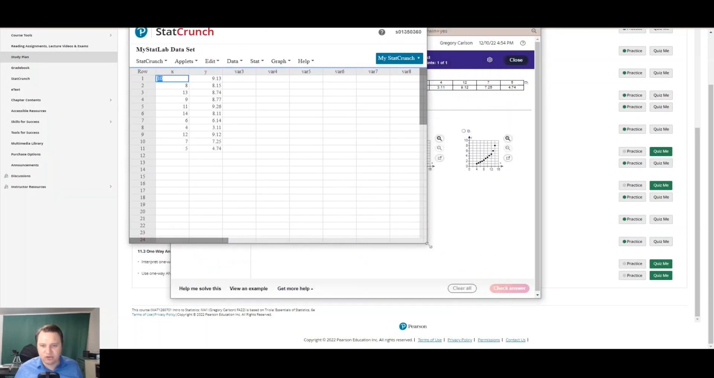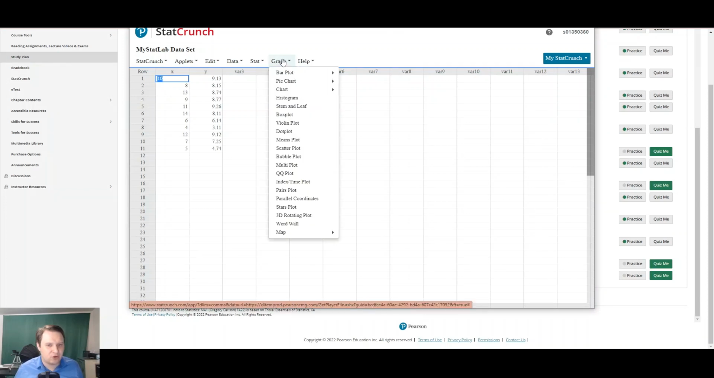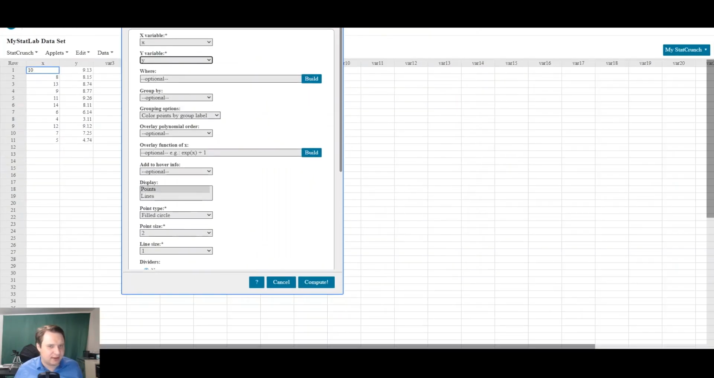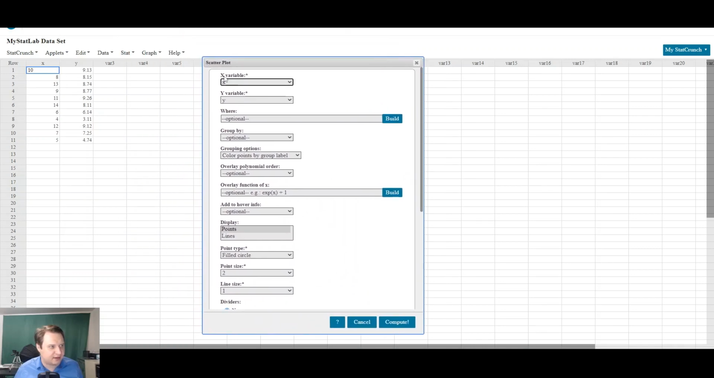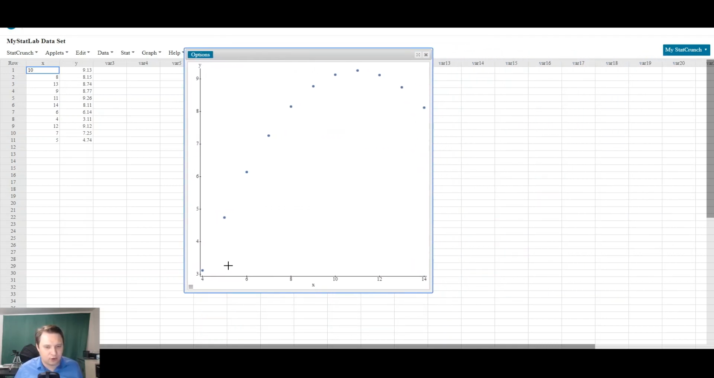So on StatCrunch, to make a scatter plot, this is actually under Graph. You go to Graph and then Scatter Plot. And a whole bunch of options come up, but the only 2 that we need to worry about are X and Y. Literally just make X, X, and Y, Y. Hopefully you can see that okay. All I did was make X, X, and Y, Y, and everything else you can ignore, or play around with if you want, but I'm just going to ignore it. And then I'm going to click Graph or Compute, and you can see it gives me the scatter plot.